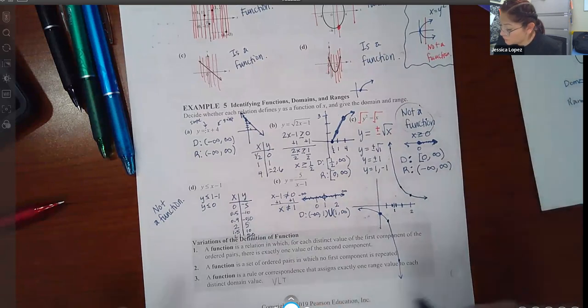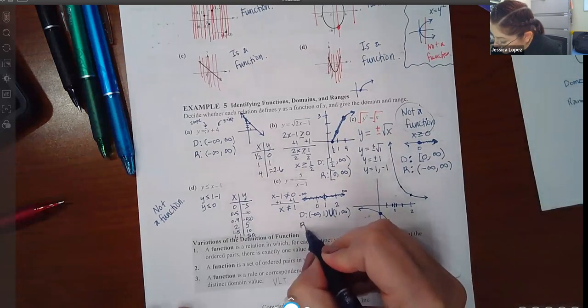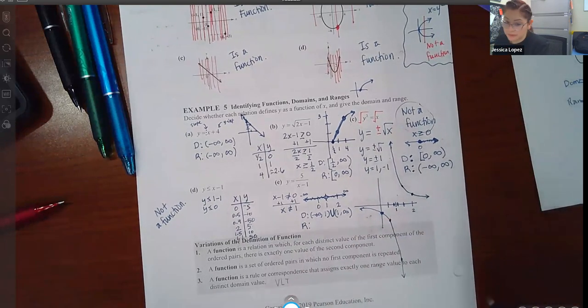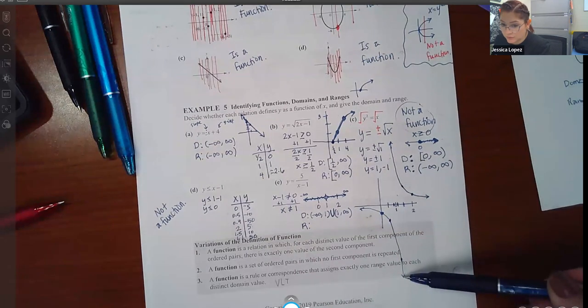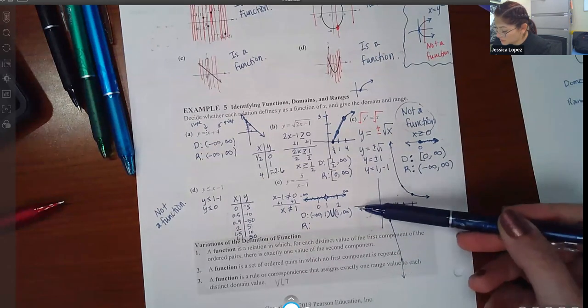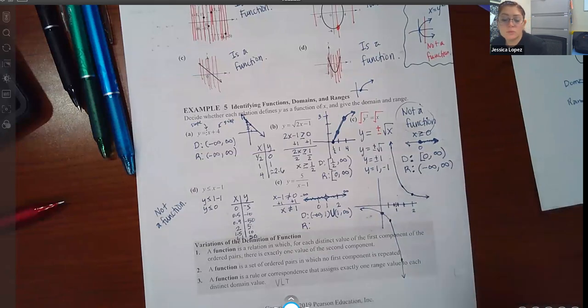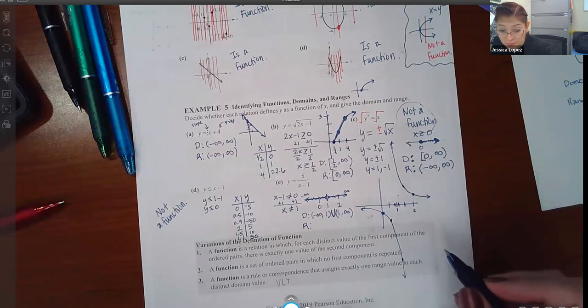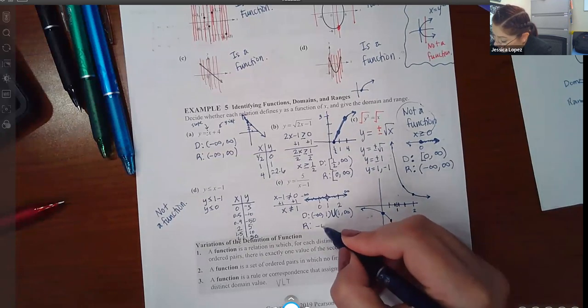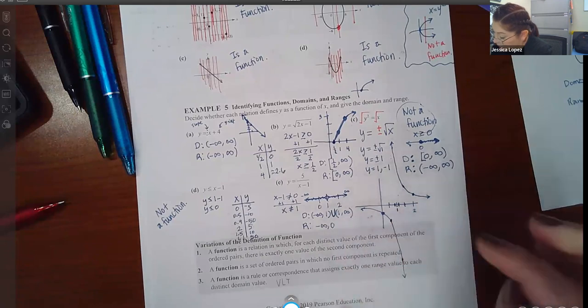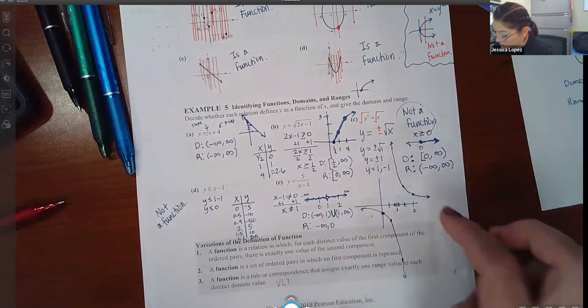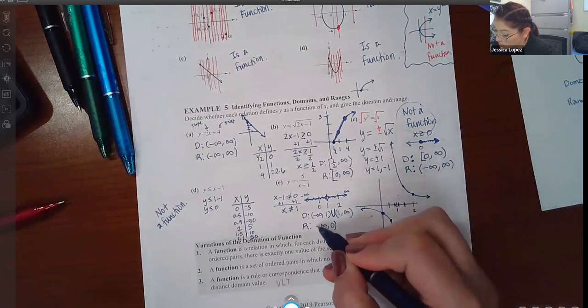Okay. So if you try to do the range for this one, notice what it's doing. It's going down forever, but then it goes up to here and it never quite touches the x-axis. Well, what is the y value on the x-axis? The y value on the x-axis is 0. So it goes from negative infinity to 0, but it never touches 0. So you don't include the 0.